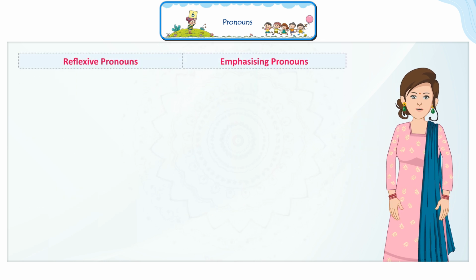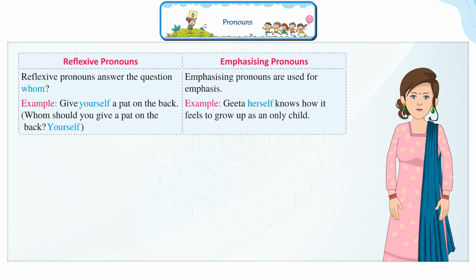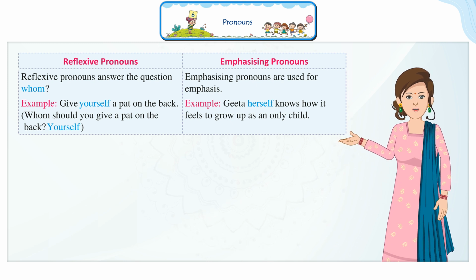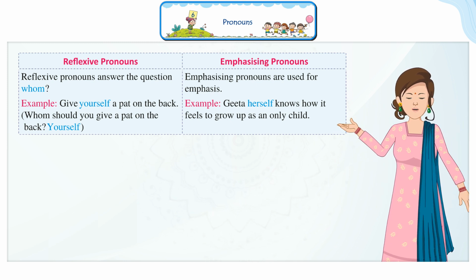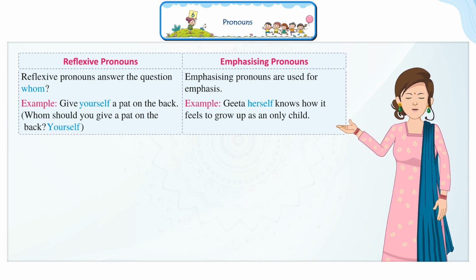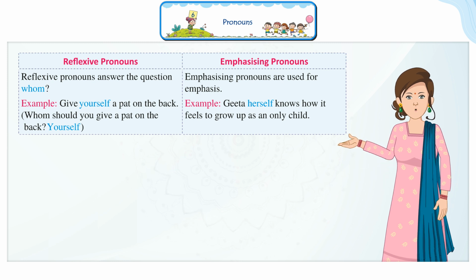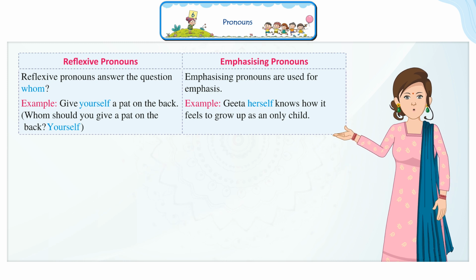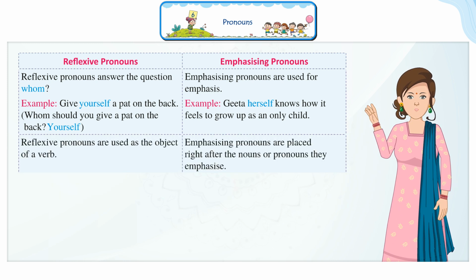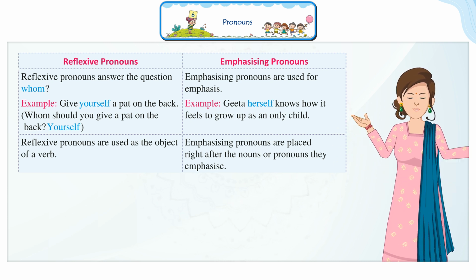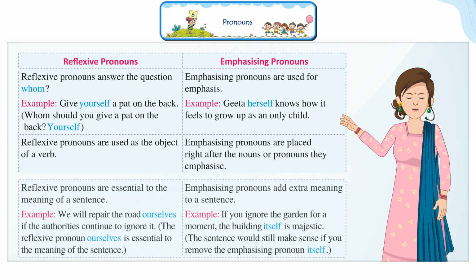Reflexive pronouns. Emphasizing pronouns. Reflexive pronouns answer the question whom. Example: give yourself a pat on the back. Whom should you give a pat on the back? Yourself. Emphasizing pronouns are used for emphasis. Example: Geeta herself knows how it feels to grow up as an only child. Reflexive pronouns are used as the object of a verb. Emphasizing pronouns are placed right after the nouns or pronouns.